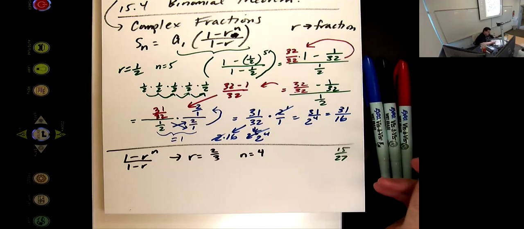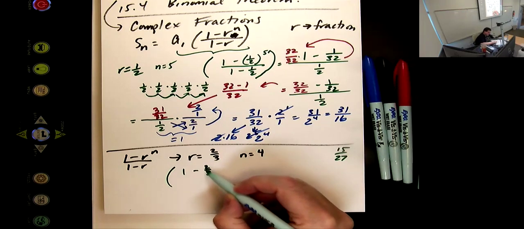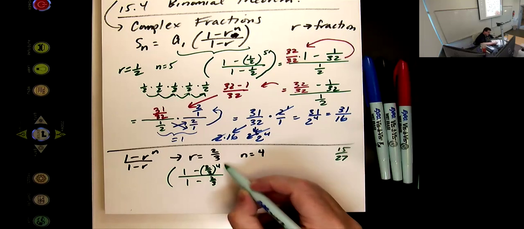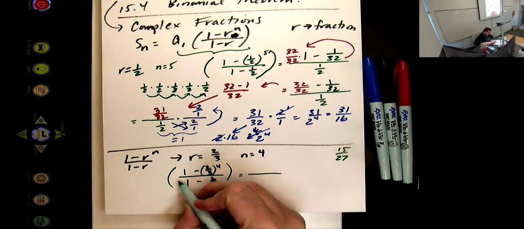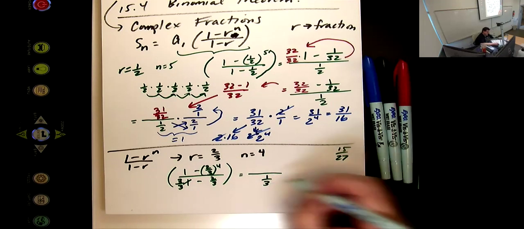Alright. So let's plug it in. We got 1 minus 2/3 to the 4th power over 1 minus 2/3. The bottom, I can turn this into 3/3. So 3/3 minus 2/3 is 1/3.